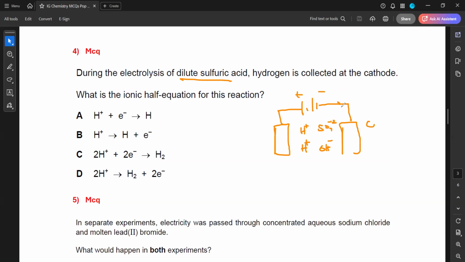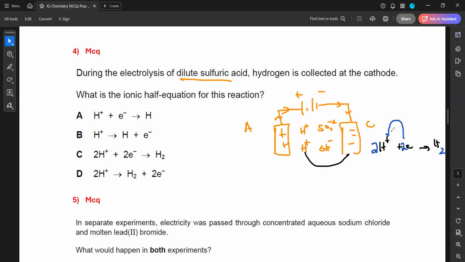This is a cathode, the electrons will move. So this is a more positive ion and this negative. The hydrogen ion will move towards the cathode. When one hydrogen ion moves there, it will take one electron and form a hydrogen atom. But hydrogen is a non-metal which exists as a molecule. So when two hydrogen ions are there, they will take two electrons and form hydrogen gas.